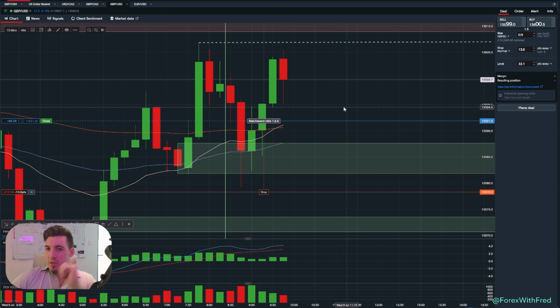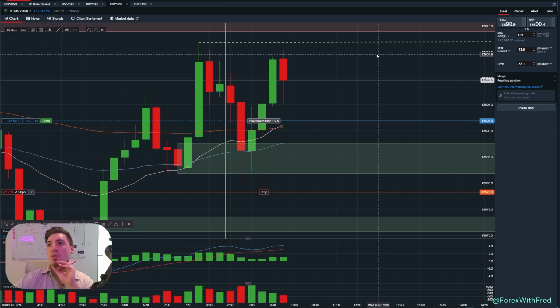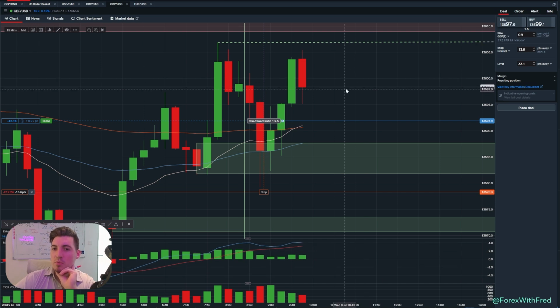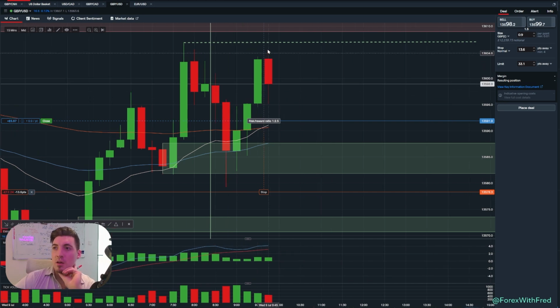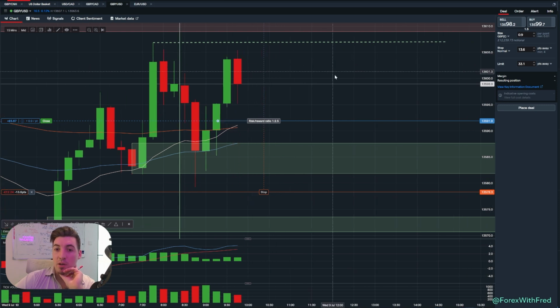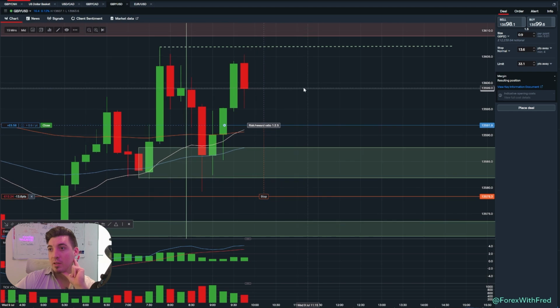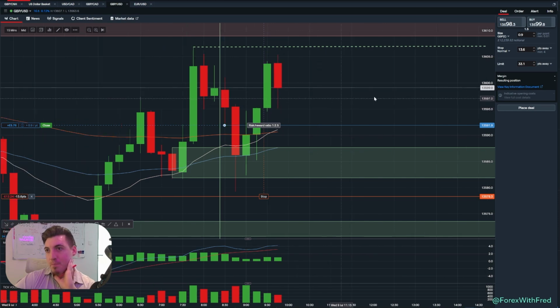Okay, so we can see that it's struggling to breach that resistance level. We're beginning to see a double top. Double top is a bearish signal. So if it does return to this level, I'm likely going to exit this trade and wait and see what happens later. So hopefully it doesn't stop me out, but we will see.